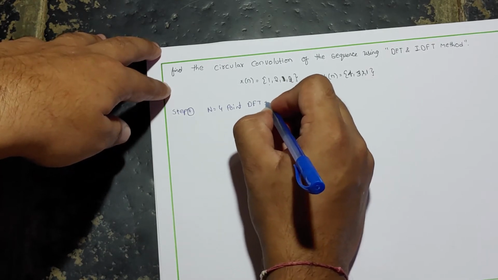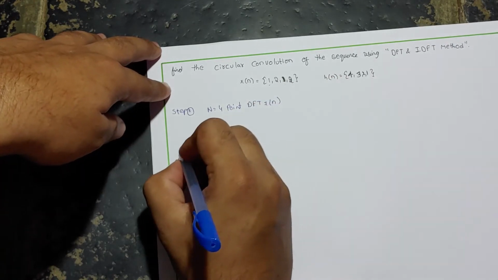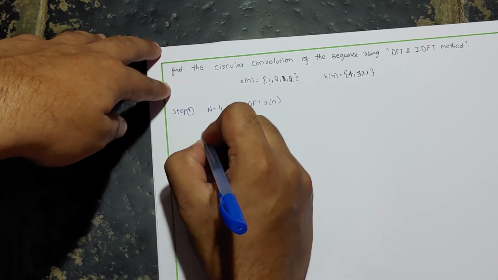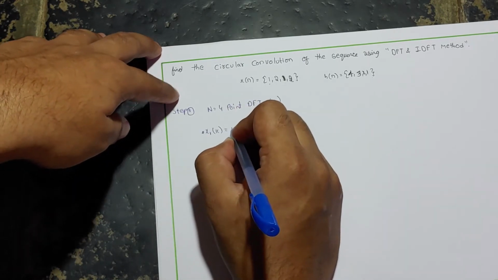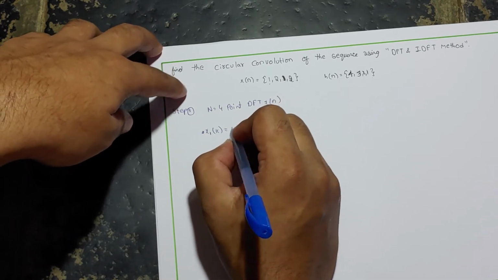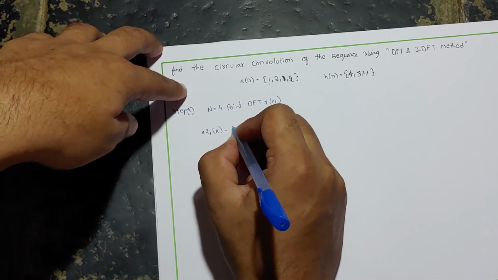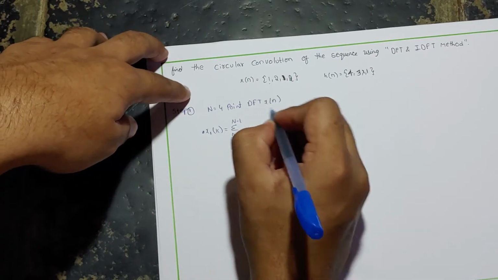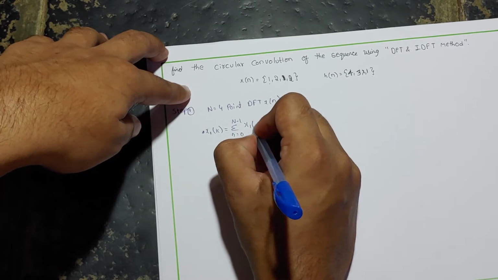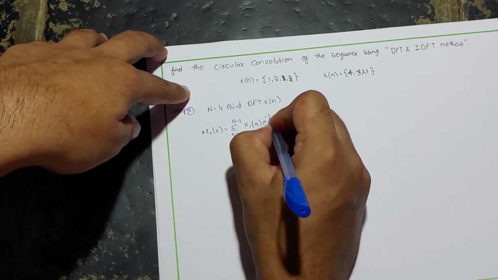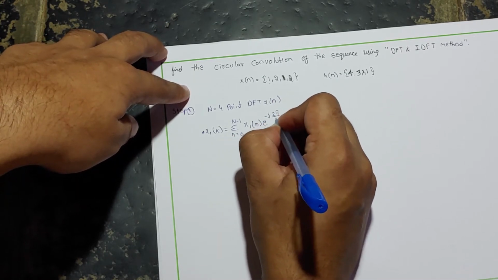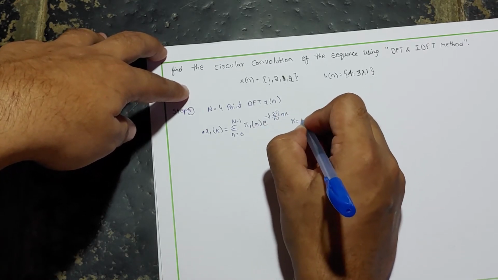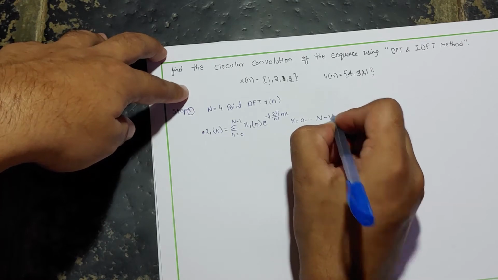DFT of x of n is equal to X1 of k, which we know can be found by the equation: summation n equals 0 to N minus 1 of x1 of n times e power of minus j times 2 pi by capital N times small n times k, where k ranges from 0 to N minus 1.